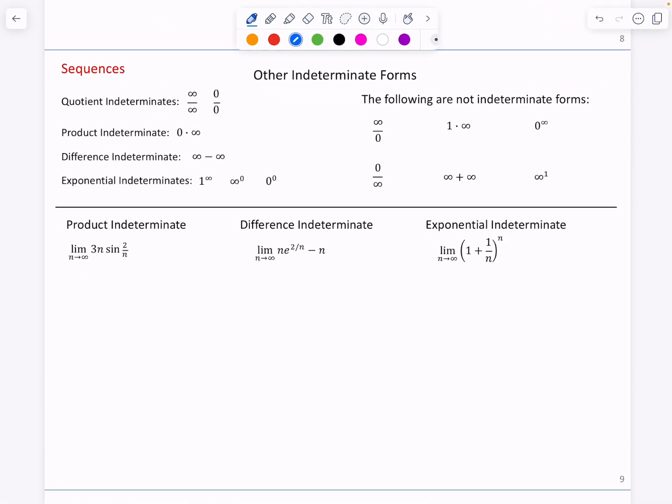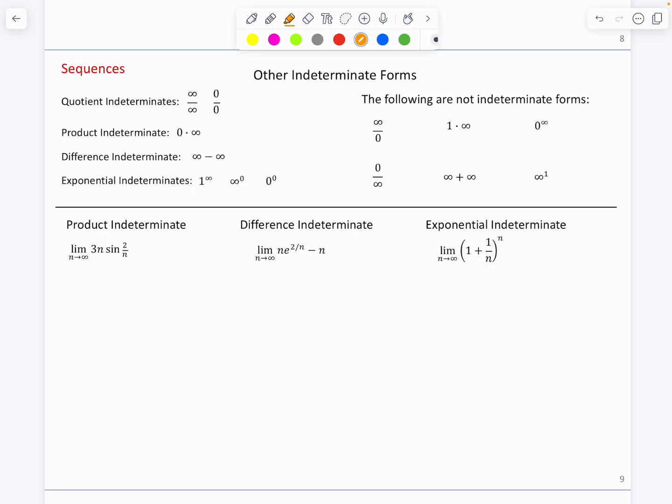Here we explore other indeterminate forms. We've already explored the two kinds of quotient indeterminates, infinity over infinity and 0 over 0. There's also a scenario known as a product indeterminate, which is infinity times 0. If you have a sequence with one factor approaching 0 and the other factor approaching infinity, you sort of have a tug of war. It's tempting to say that 0 times anything is 0. It's also tempting to say that infinity times anything is infinity. So what happens when you have 0 times infinity? Which one wins out, or is there some balance that they strike?